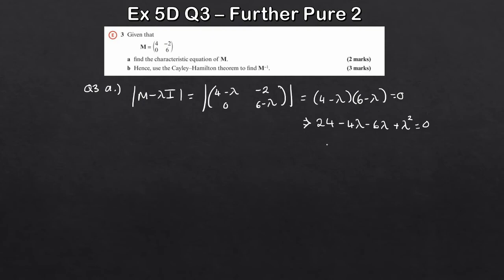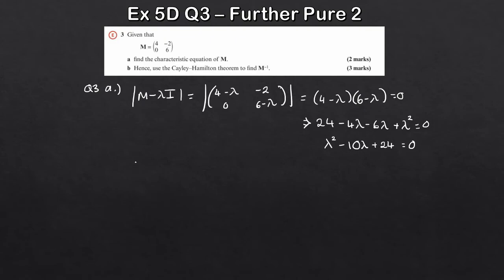So we need to simplify here. So this will be lambda squared, minus 4 lambda minus another 6 lambda, so that'll be minus 10 lambda there. And then finally, we've got the plus 24 at the very end. That's all equal to 0. It's as easy as that. But honestly, with enough practice, you'll get one of these questions, and you'll be hoping for one of these questions on your exam. Nice and easy.